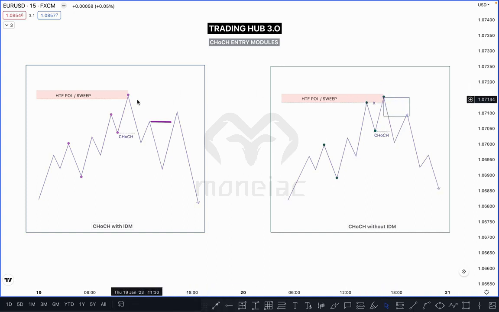In this case, you can see the market breaks this high, but closes above it. So you have to wait for CHoCH and inducement for additional confirmation before entering. Then the market breaks this one and creates a new inducement here, and you can sell here like this.